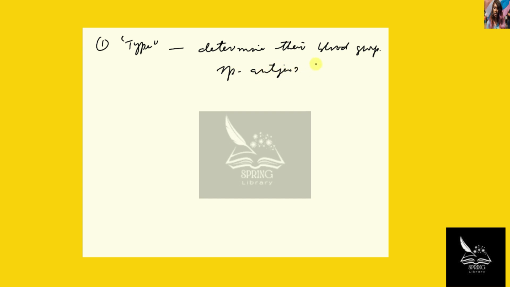Hello student. The question asked is: explain what it means to type somebody's blood. To type somebody's blood means to determine their blood group based on the presence or absence of a specific antigen on the surface of red blood cells.